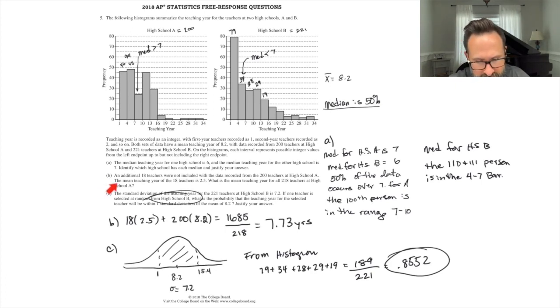In part B, they tell you that you had 18 additional teachers. 18 additional teachers were not included in the data from the 200 at high school A. The mean teaching years is 2.5 for all 18 new teachers. What's the new mean for all 218 teachers at high school A?